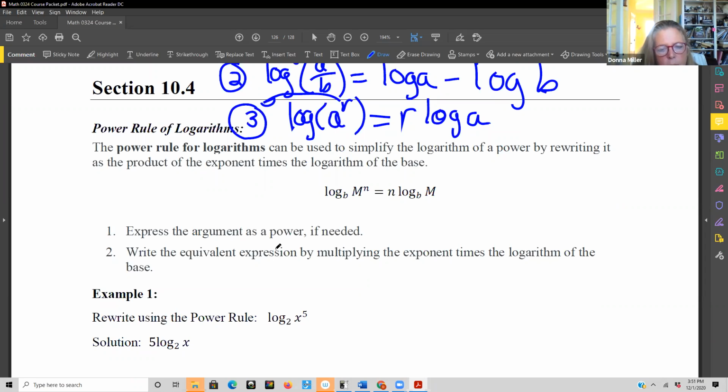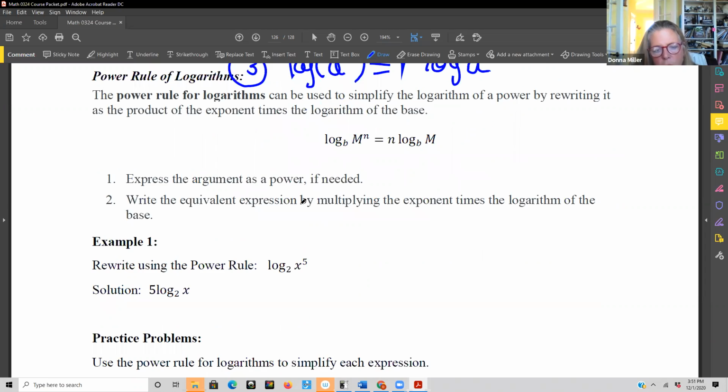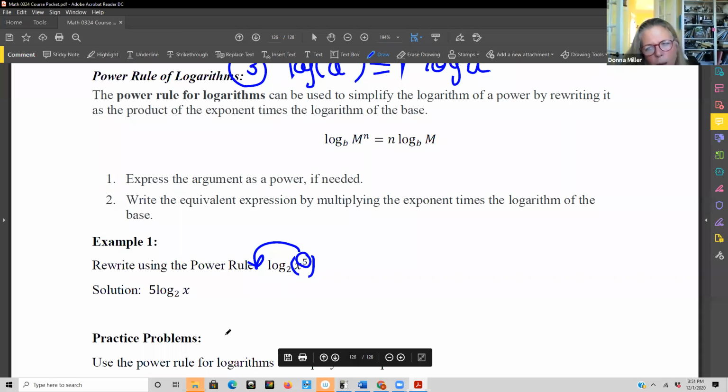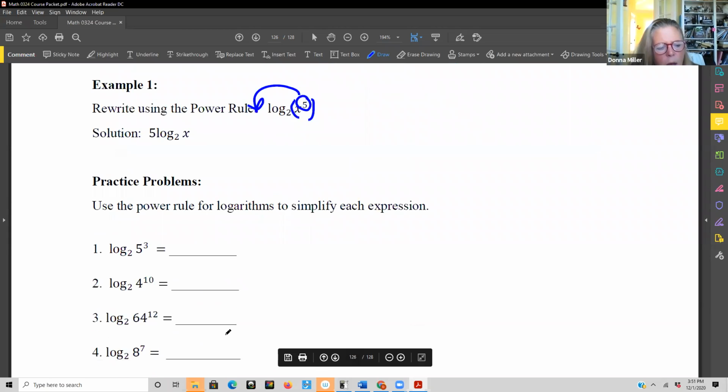All right, so she has these basic rules, and there's really no reason to go through all this. Just pull the power out front. So if I want to take log base 2 of x to the 5th, all I have to do is take that 5 and pull it out front. So it's 5 log base 2 of x. The power comes out front. That's the power rule. I'm going to do a couple more of product and quotient, because I don't know why they didn't do them.